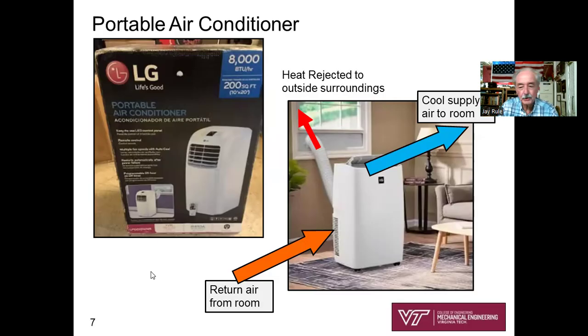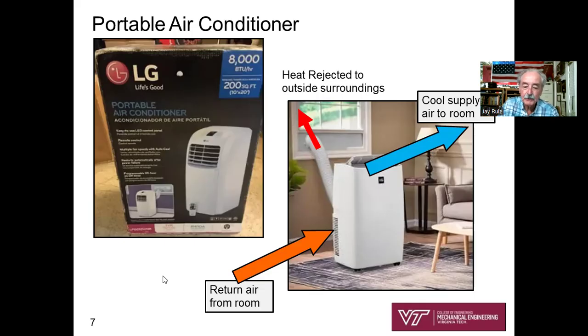Here's an even newer sort of technology that I'm seeing. It's really kind of neat. And for me, I'd say it's more attractive than a window mount air conditioner. It's called a portable air conditioner. And here's the box. And notice here, it's rated at 8,000. Oh, look at that. They got the units right. BTUs per hour. Good for them on the LG box. 8,000 BTUs per hour. That's correct.